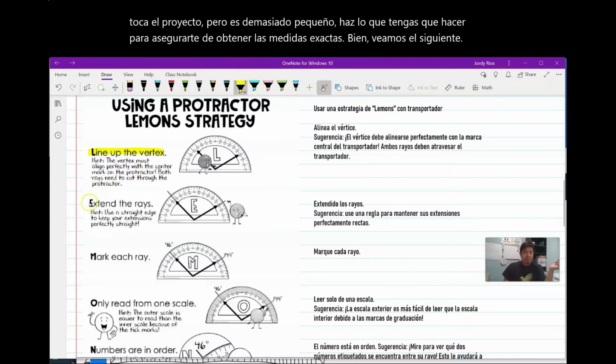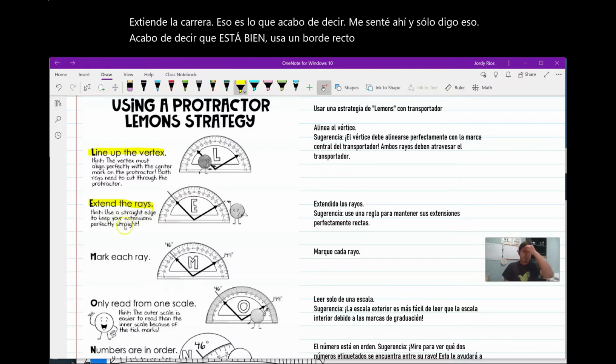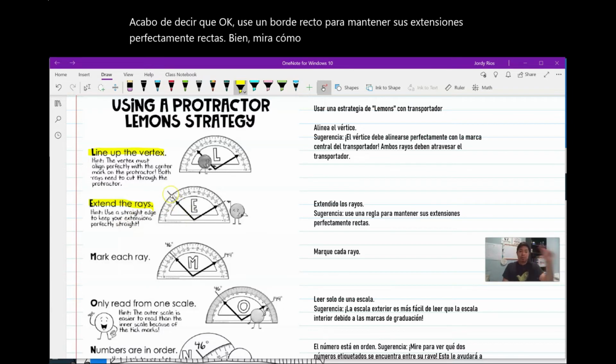E. Extend the rays. That's what I just said. Use a straight edge to keep your extensions perfectly straight. See how this is too small? Extend it. There we go. Perfect. M. Mark each ray.